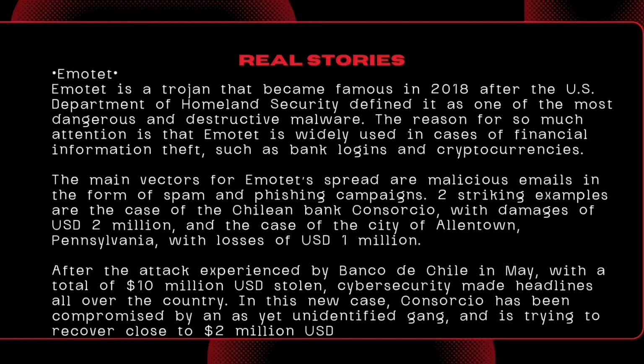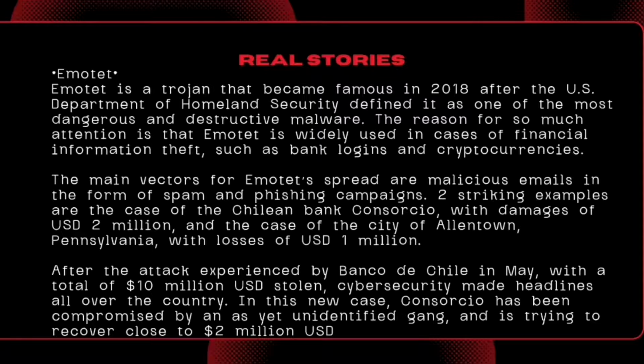Next, in our story, is the famous Emotet. Emotet is a Trojan that became famous in 2018 after the US Department of Homeland Security defined it as one of the most dangerous and destructive malware. The reason for so much attention is that Emotet is widely used in the theft of financial information, such as bank logins and cryptocurrency. The main vector for Emotet's spread is malicious email in the form of spam and phishing campaigns.